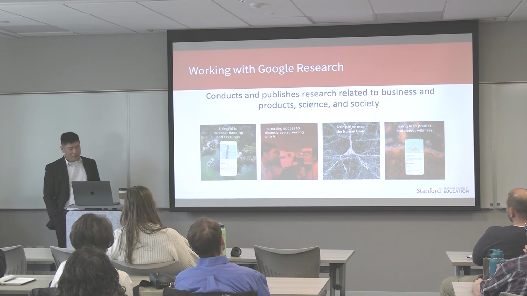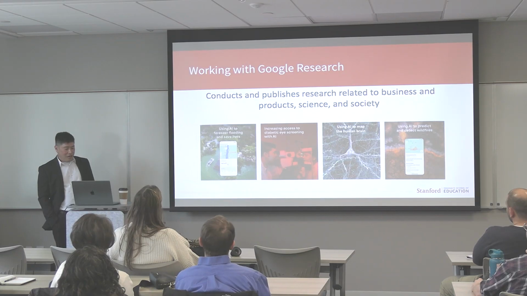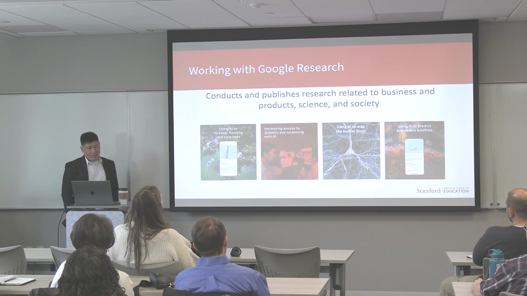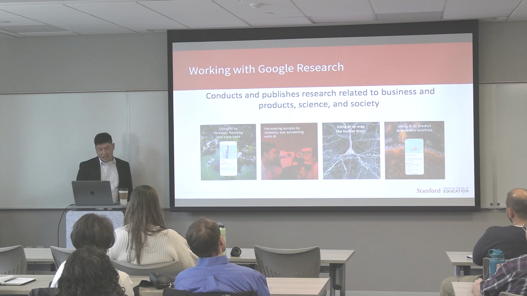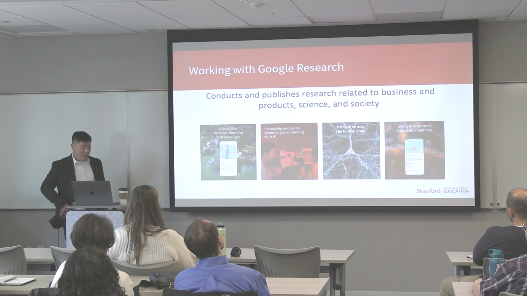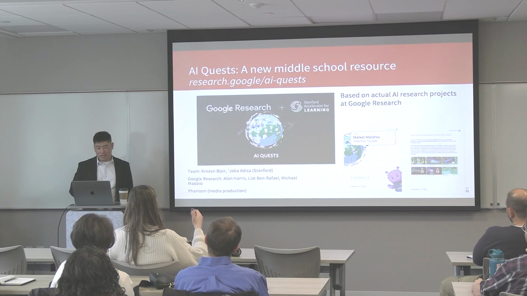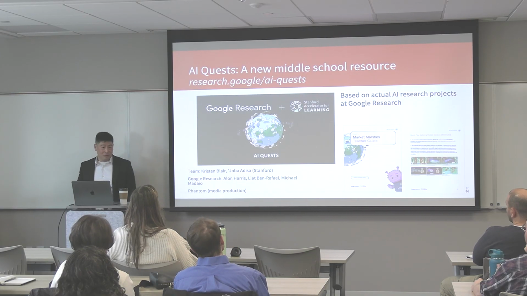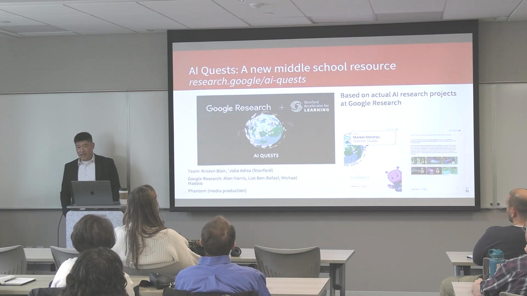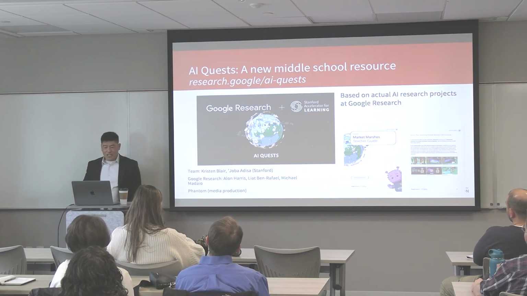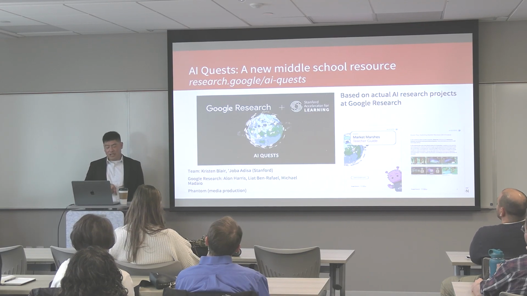So here are a few examples out of the Google Research group: using AI to forecast flooding and save lives, increase access to diabetic eye screening, using AI to map the human brain, using AI to predict and detect wildfires. I'm going to talk about the first two because those are the basis of AI Quest, a middle school targeted resource, although I've had people of many age groups have a good time playing with AI Quest. It is based on actual AI research projects at Google Research.